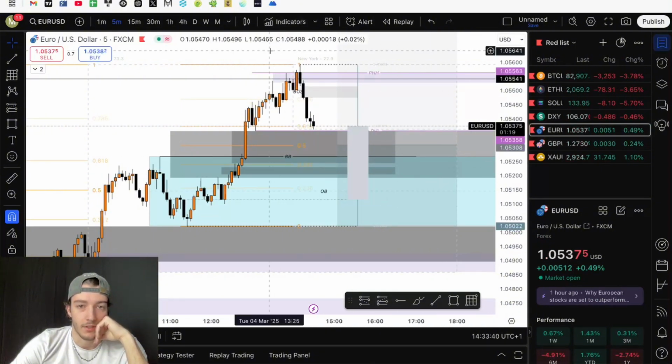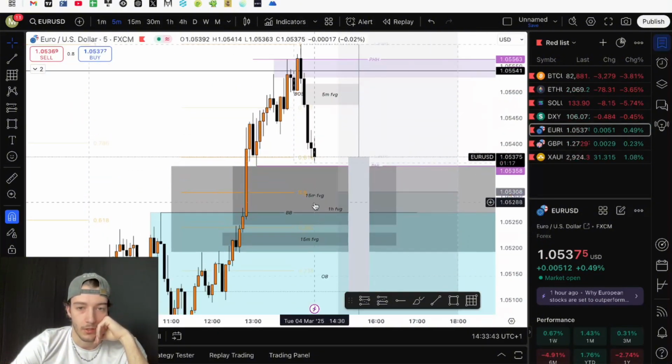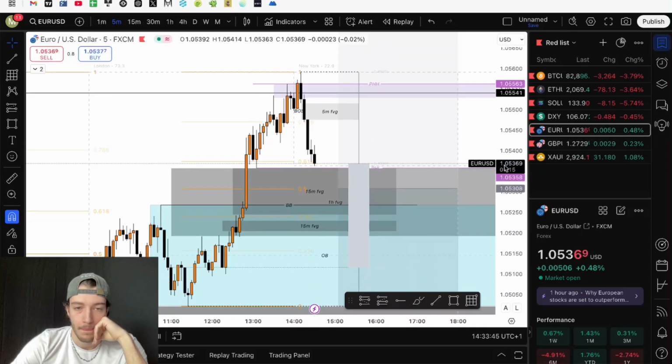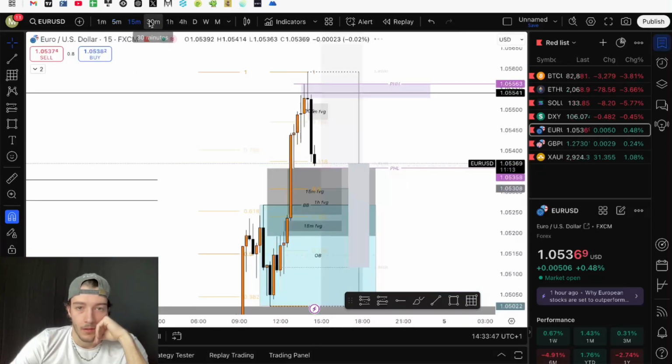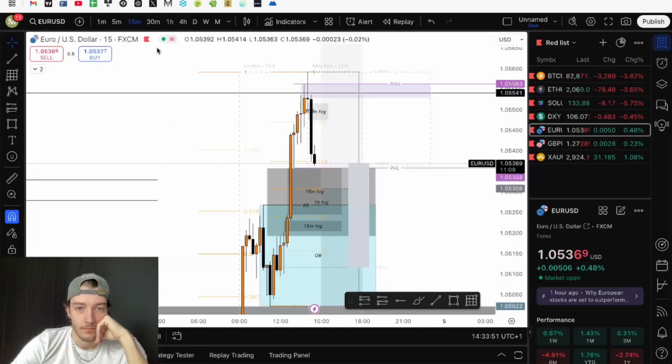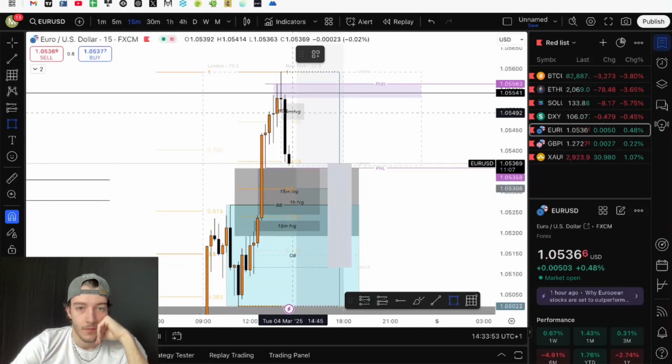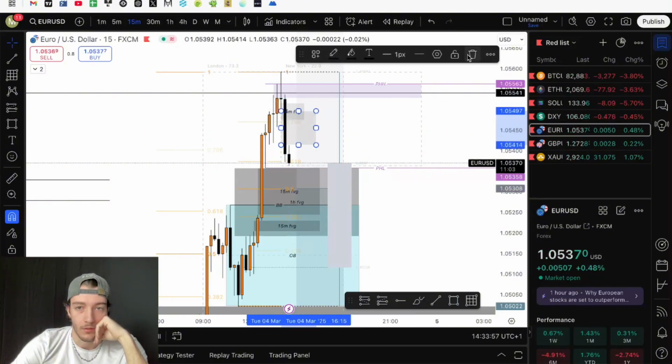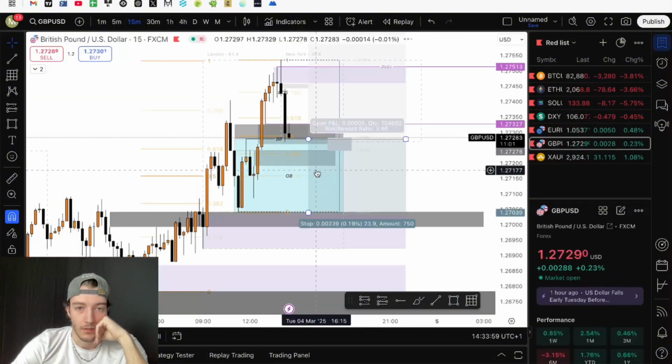Euro finally decided to come into this 1 hour fair gap very soon. We also are currently forming this 15-minute one here, but I'm not gonna mark it out as of now.